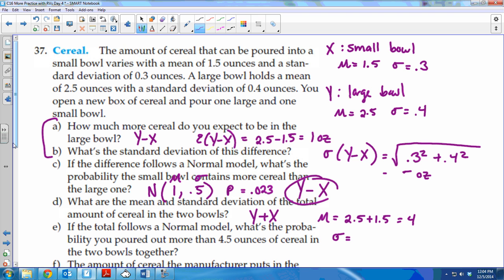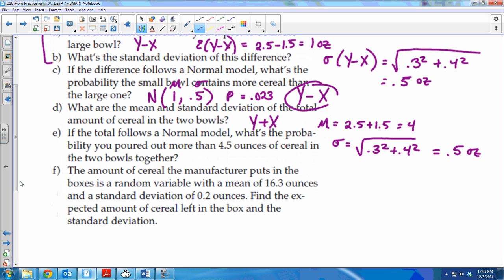If we're just adding y and x, I'm going to add the variances like we've been doing. So it should be the same thing that we had earlier when we subtracted them. Right here. It's 0.3 squared and 0.4 squared. The standard deviation squared, right? The variances. Right? The difference and the sum, the standard deviation should be the same. Right? Yeah.